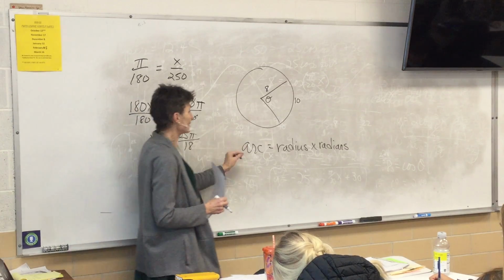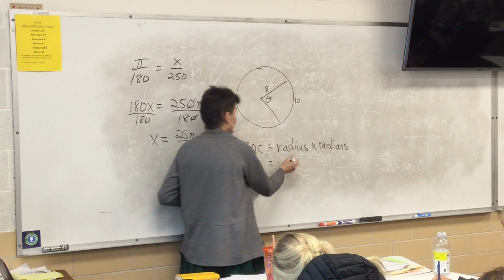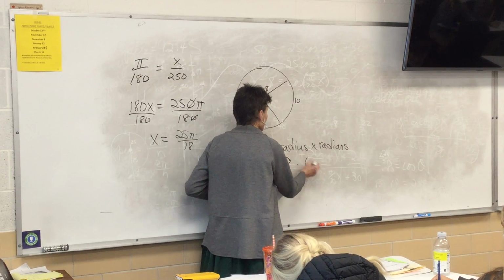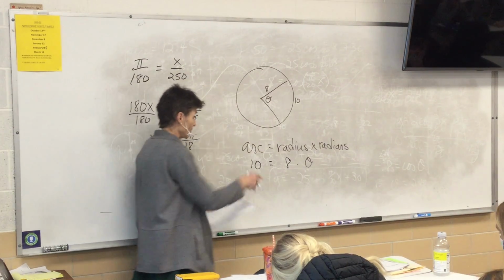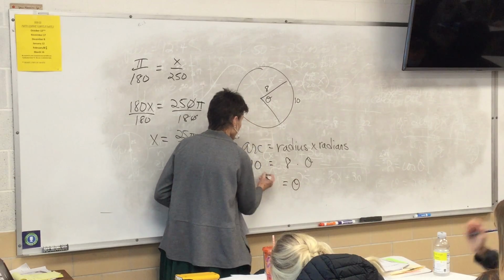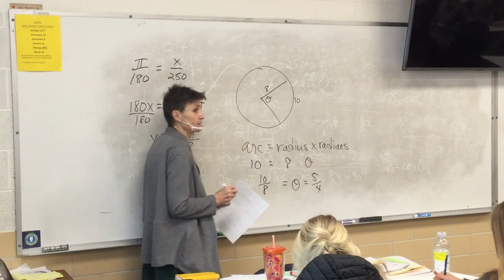Now, what do I know? I know my arc length is 10. I know my radius is 8. The only thing I don't know is my angle, but I can figure that out. Just solve that equation. Theta is 10 eighths or 5 fourths.